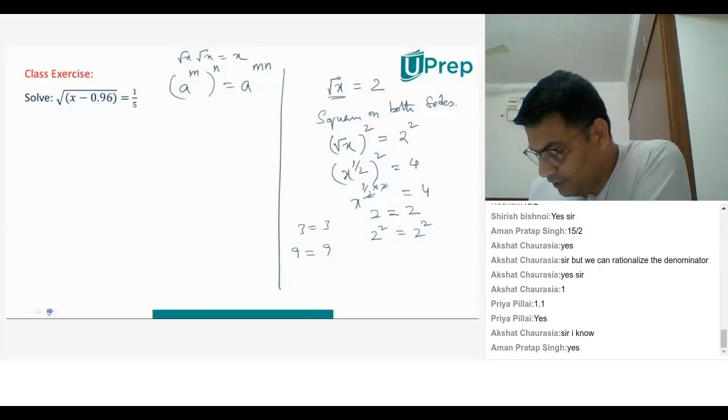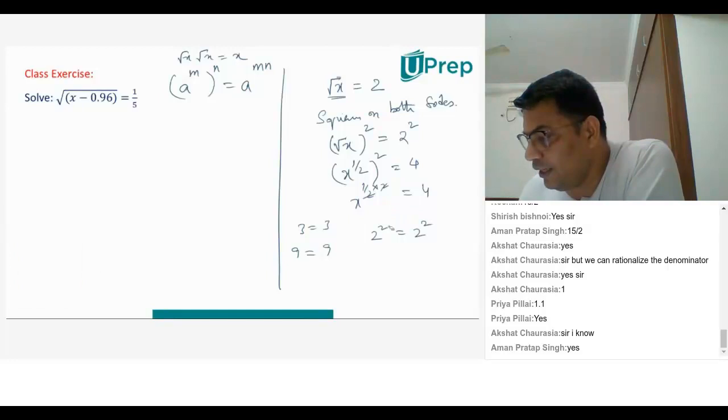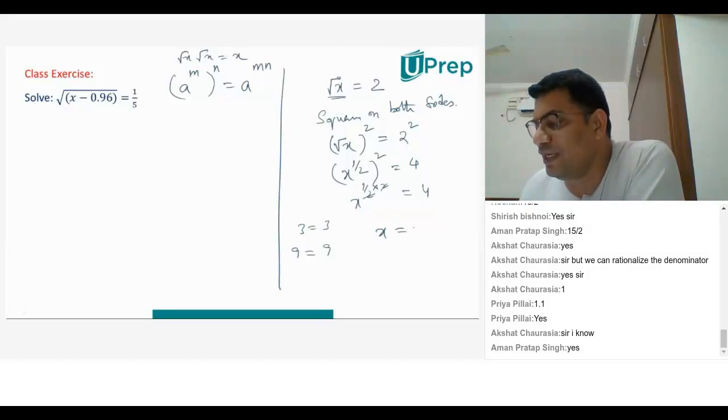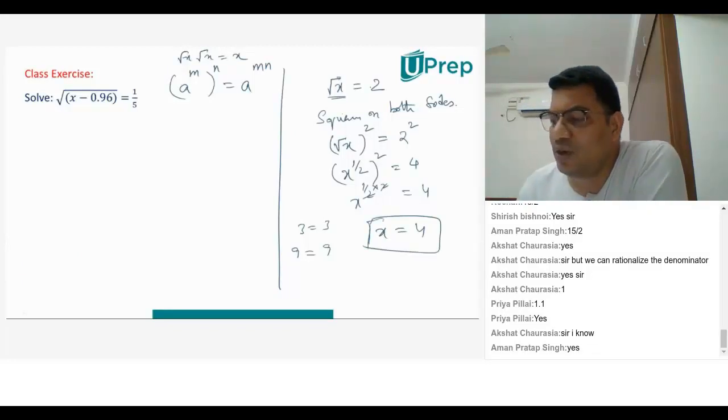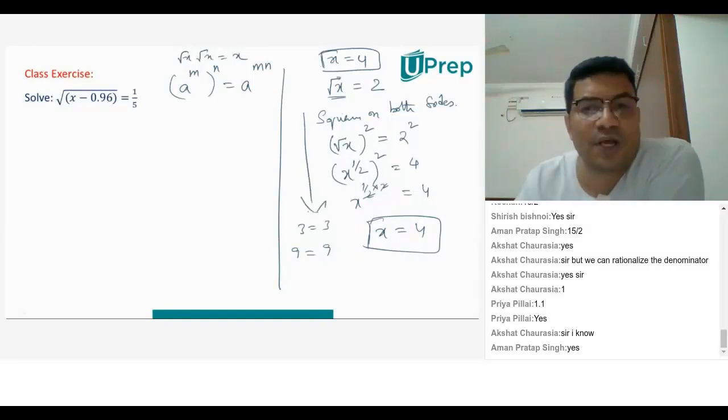Let me erase this piece quickly. So you can see that your x is equal to 4. So basically what you have learned just now is, root x is equal to 2. If you square on both sides, root x will become x, and 2 square will become 4. Simply, x is equal to 4. It's a one-step thing, but I'm explaining this in detail for your learning.